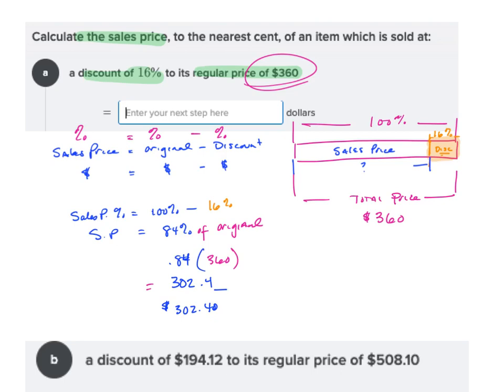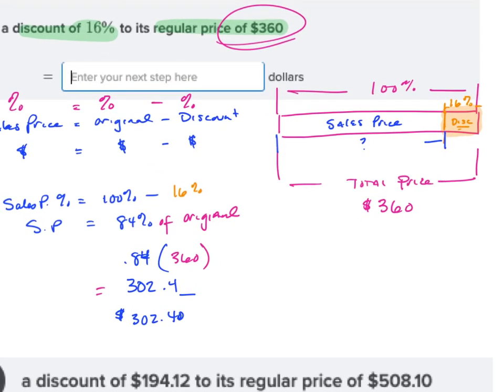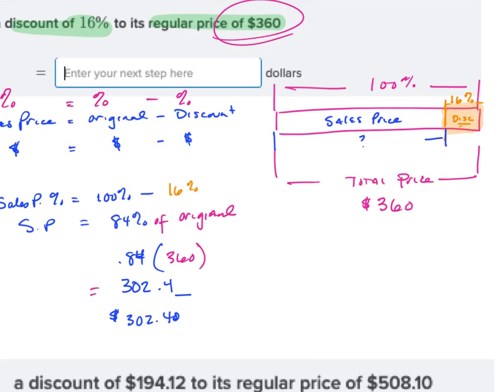Okay, so I told you there was another way, and I'm not really going to spend a lot more time on this other way, but I'm just going to say we could have done this with dollars. So again, we said we're going to still have that the sales price equals the original minus the discount. Well, so if we're going to do this in dollars, we have to figure out the discount in dollars. So what we have to do is say, well, what is 16% of 360?